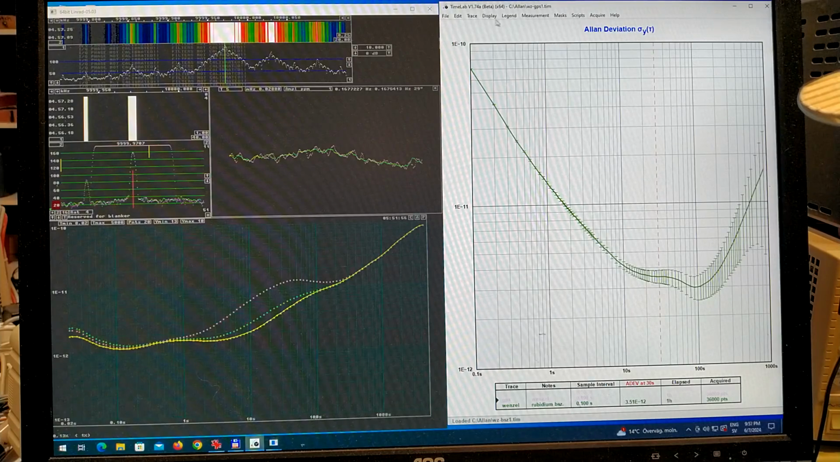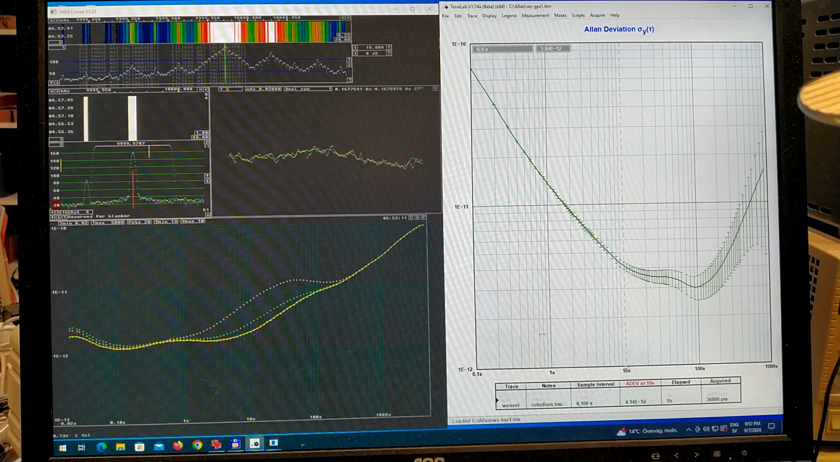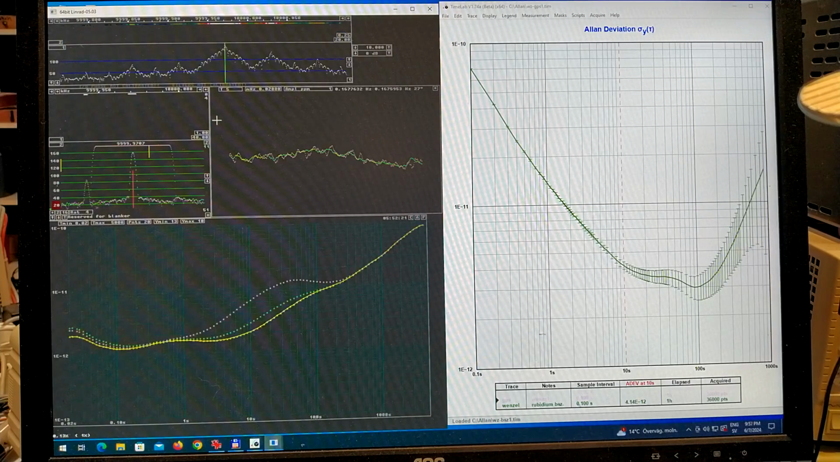The Allan deviation of TimeLab is with the Wenzel oscillator in the box as the reference. It is now lower than it was before. If I look at 10 seconds, I see here 4 times 10 to minus 12. And in Linrad, if I look at 10 seconds, I have to click on it first. 10 seconds. It says 2 times 10 to minus 12. So it differs by a factor 2.